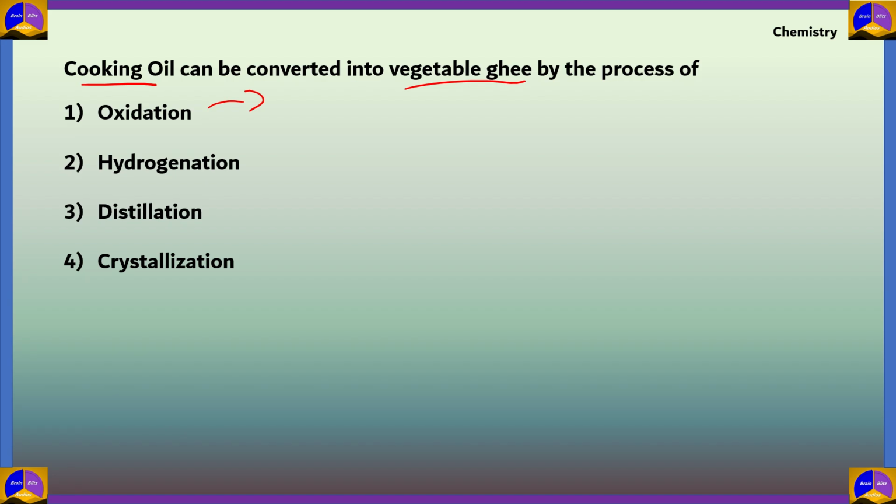So oxidation produces harmful products and harmful byproducts, and it will taste bad. So it wouldn't be converted into vegetable ghee. So option 1 is incorrect.